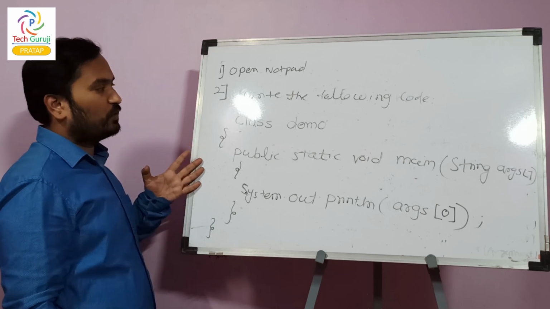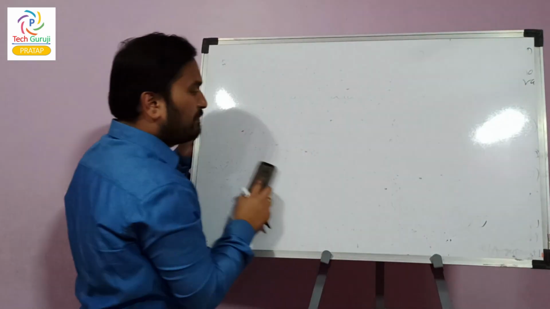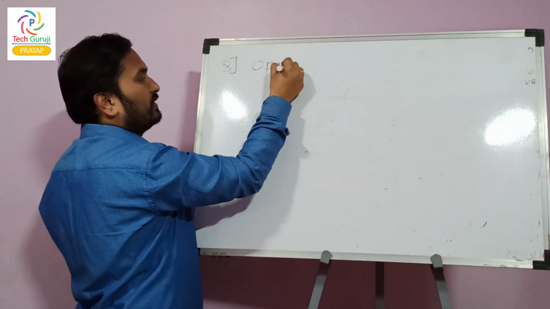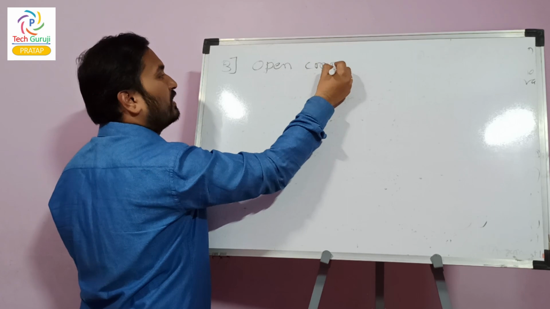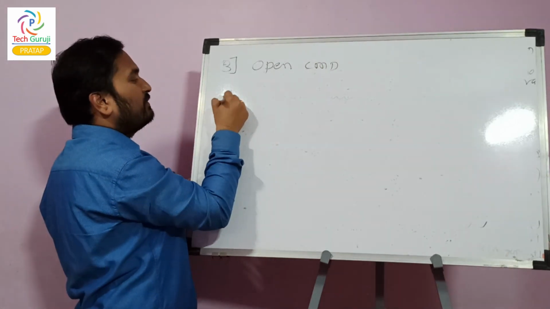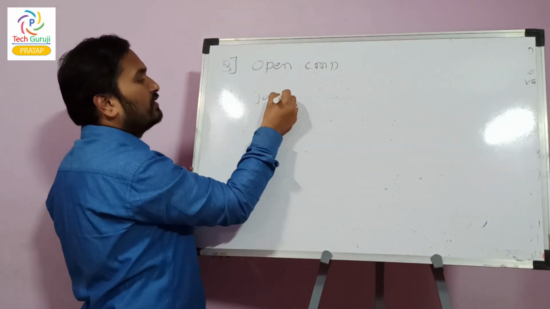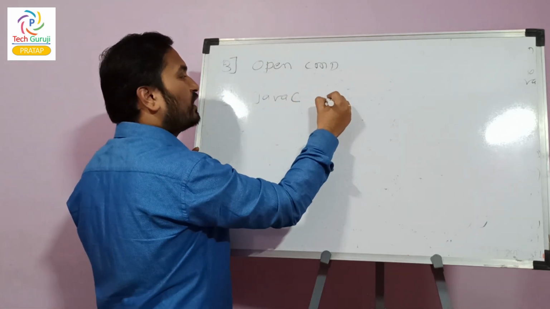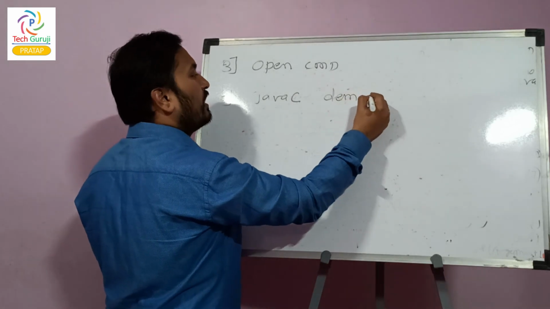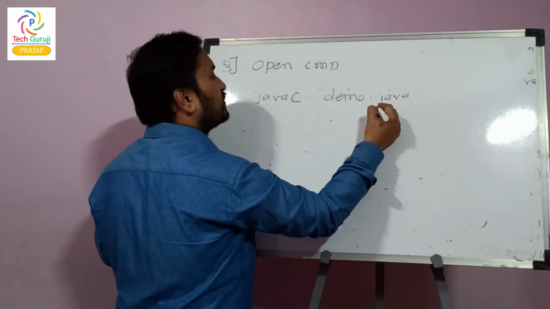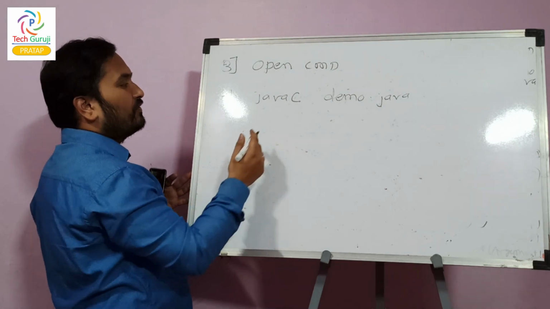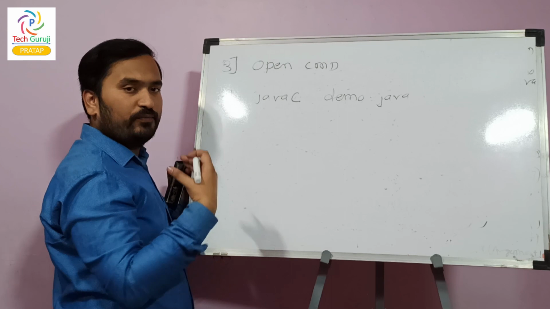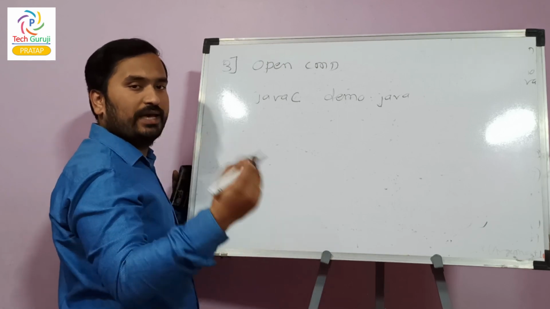So how do we run this program? The next step is to open the command prompt, that is CMD. Within CMD, write javac, that is the Java compiler, and your program name, demo.java with the extension. When there is no error, it will go directly to the next line. If there is an error, it will show the error.